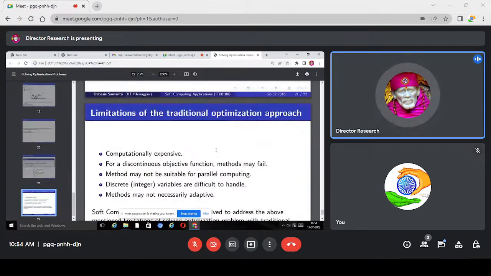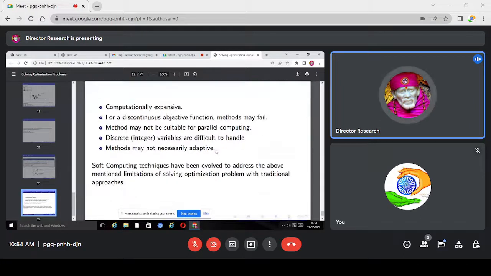Limitations of the traditional optimization approach: it is computationally expensive. For a discontinuous objective function, the method may fail. These are the limitations of this method. In this, we should observe whether the condition is true or false, like case 1 and case 2, analyzed mathematically, so that you can observe the mathematical observations very clearly.